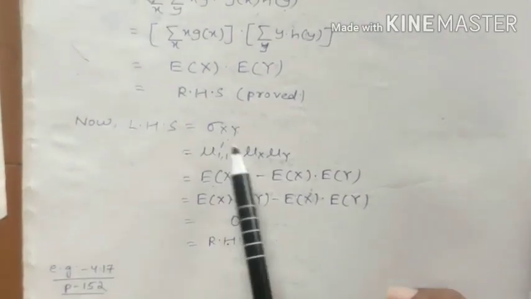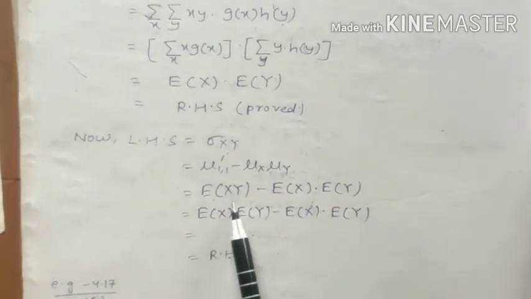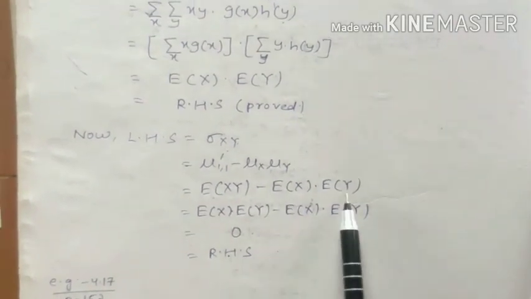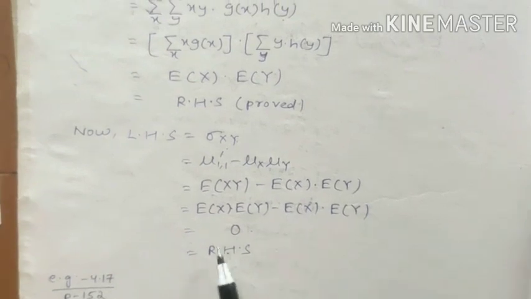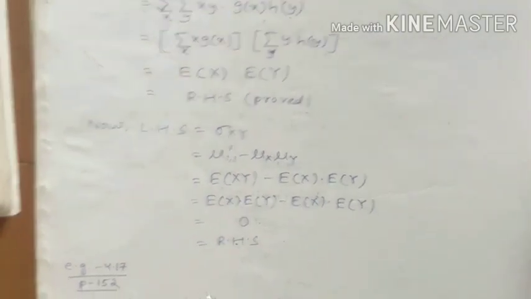Similarly, sigma xy is mu 1 1 dash minus mu x mu y, and it can be taken as E of xy minus E of x times E of y, and that equals 0, and sigma xy equals 0 for independent random variables.